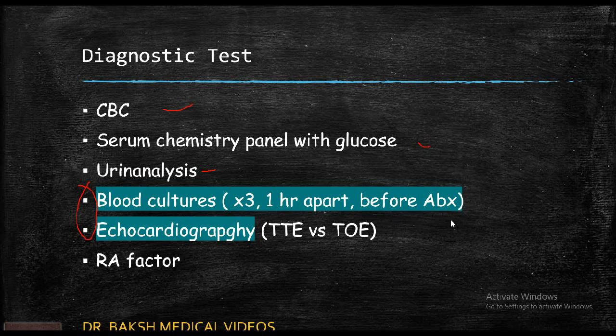This is very important because a very common cause of negative blood cultures is starting the antibiotics before the blood cultures. And another thing is echocardiography, looking at the heart structure through an ultrasound. Depending upon the case, we can use either approach, transthoracic or transesophageal echocardiography. We do an rheumatoid factor as well because it is a part of minor criteria of Duke's criteria.